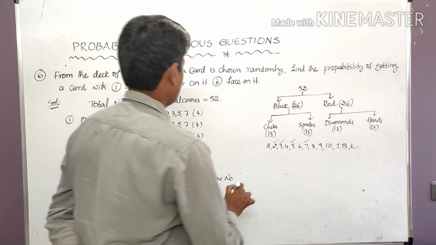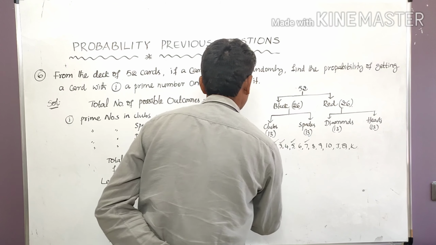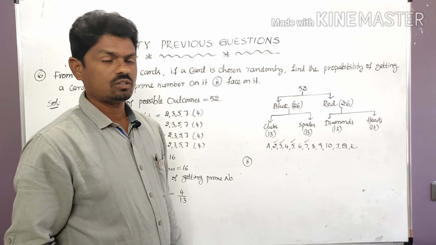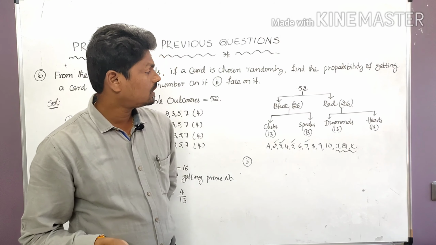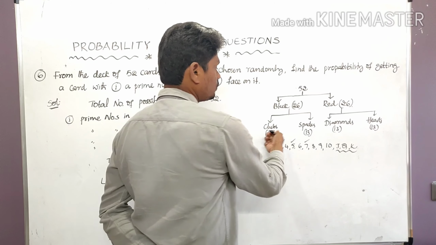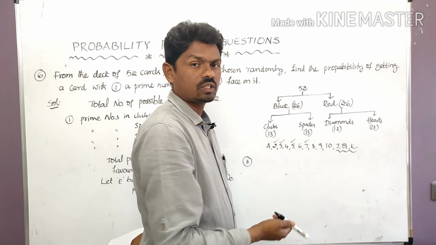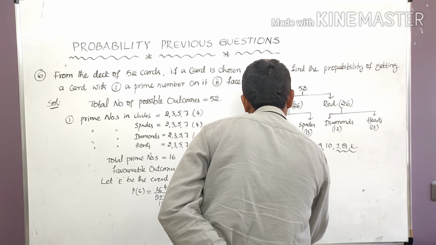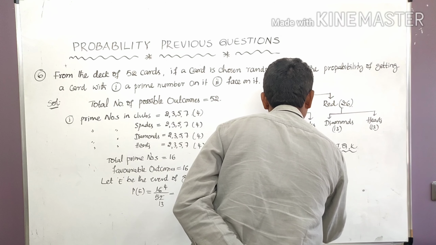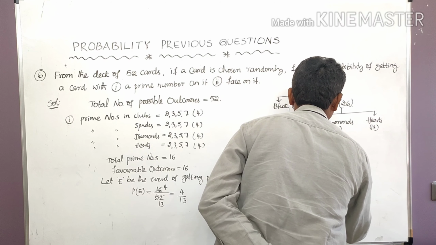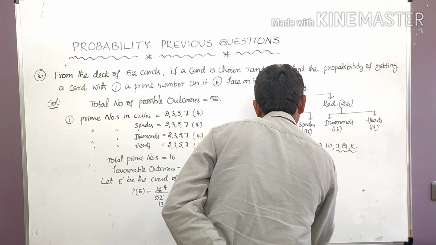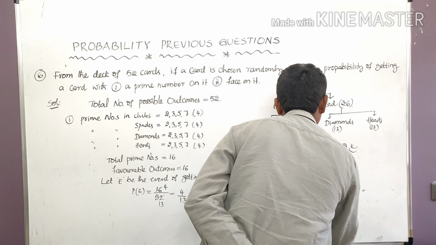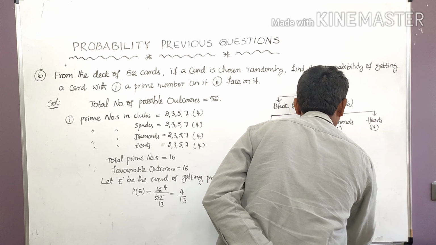Next, the second one, face card. Each group has 3 face cards. J, Q, K are called face cards. So each group has 3 face cards, totally 12 face cards. Total face cards equal to 12. So favorable outcomes equal to 12.